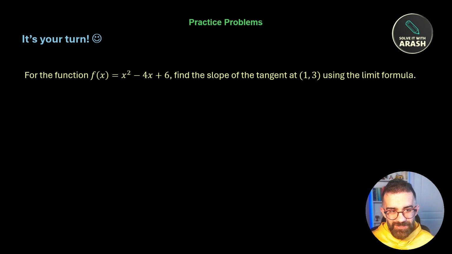All right, it's your turn. We have a quadratic function, x squared minus 4x plus 6, and we want to find the slope of the tangent line at the point 1 and 3. And we want to use the limit formula. Follow the same steps that we did in the first and second example and find the slope. For some extra work, you can graph the function and look at the point 1 and 3 on the function and see how you can interpret the instantaneous rate of change by looking at the graph. And don't forget to leave your answers in the comments.